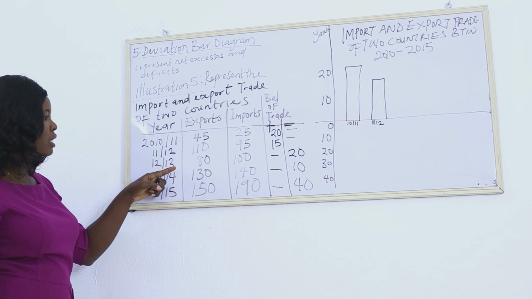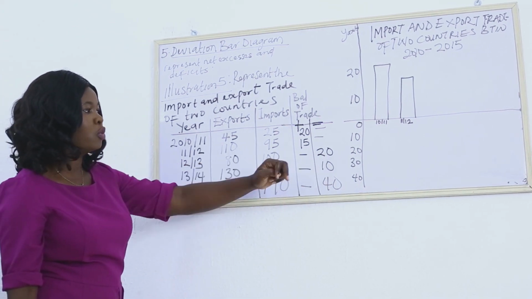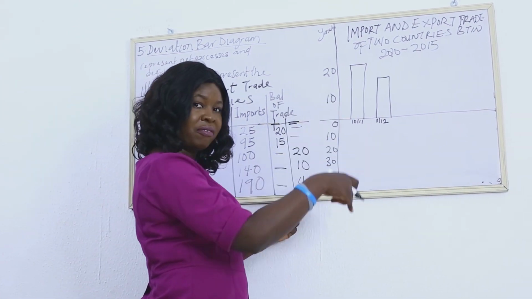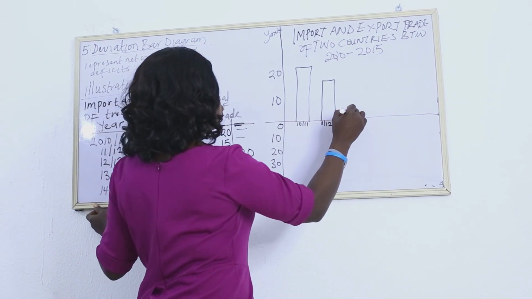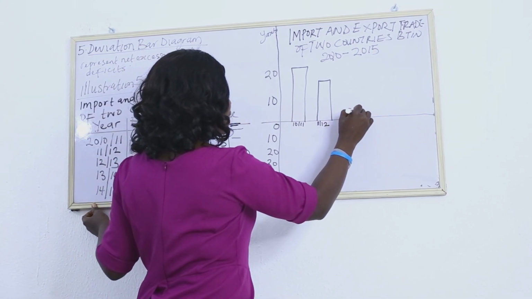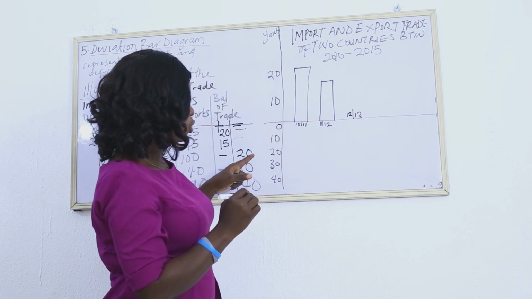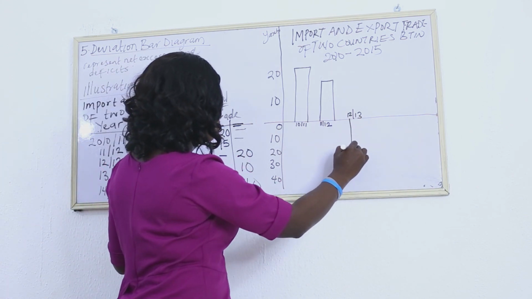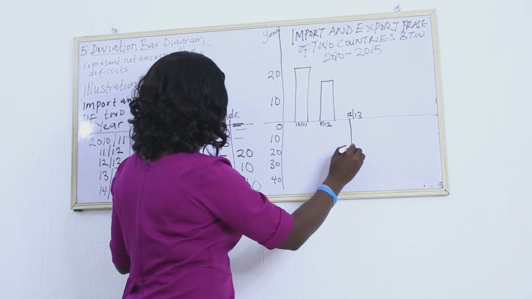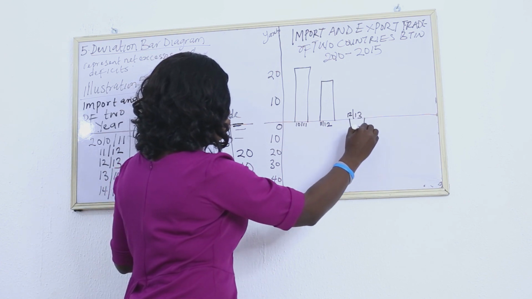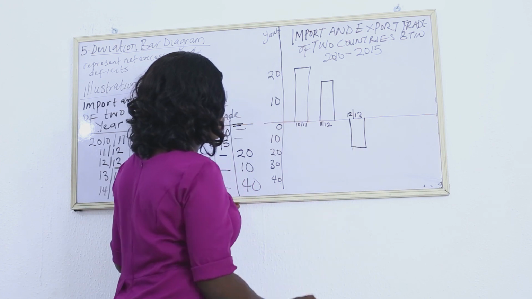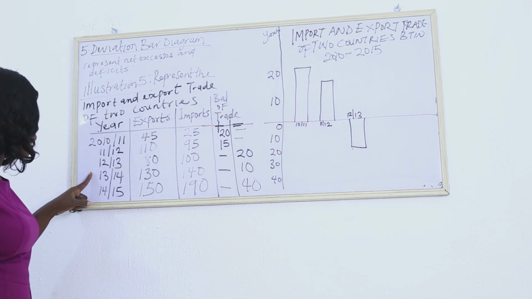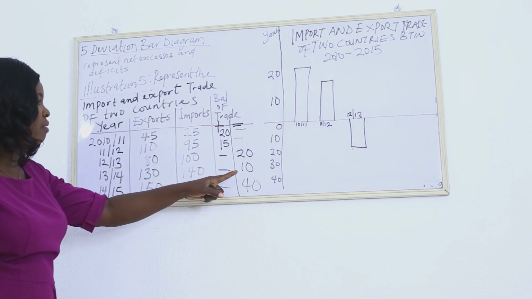But for 2012-2013, I have a deficit of 20. Since I have the deficit, the graph comes down. So this will be 2012-2013, and I have a deficit of 20. So I bring the graph down to 20 and I draw. Then for 2013-2014, I have a deficit of 10.